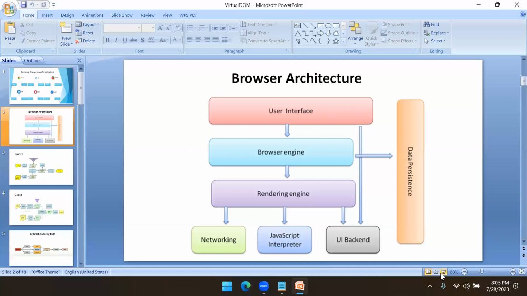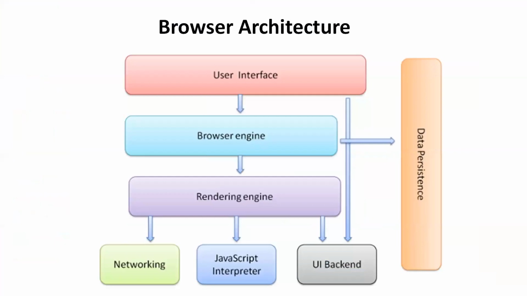So first, every developer working on web technology should know his browser. He should know the browser architecture. He should know the browser components. So what are the browser components? UI, a browser engine, a rendering engine, JavaScript interpreter, networking, backend, and data persistence. So these are the parts of the browser.